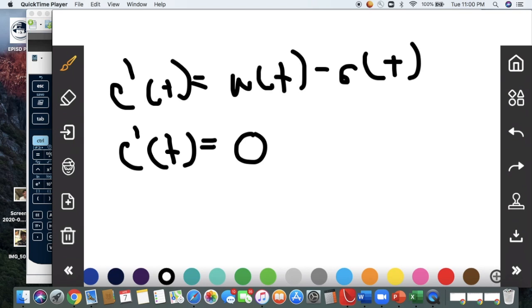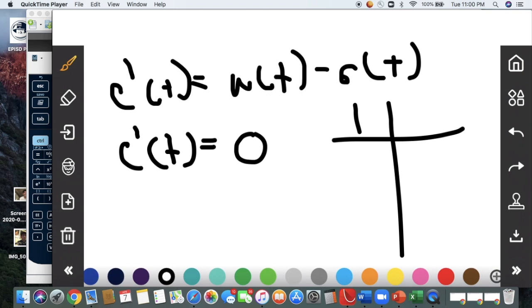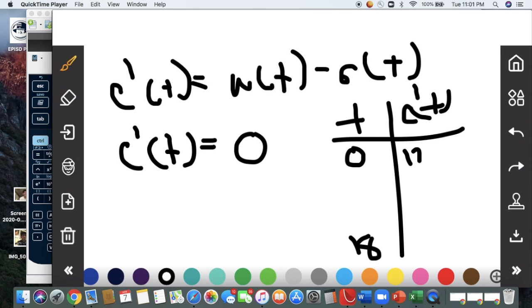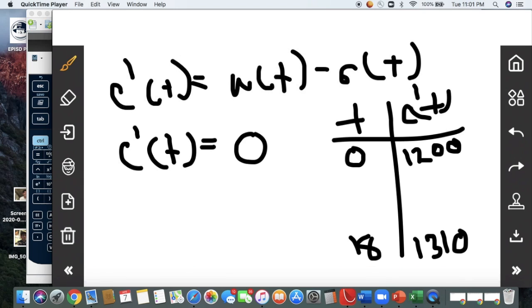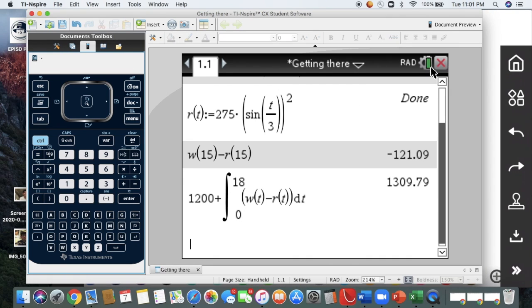So now we can start making the candidates test. So you'll have t and then c prime of t. And you can already put 0 and 18. And that the initial was 1200. And we found out from part B that at 18 it would be 1310, right?